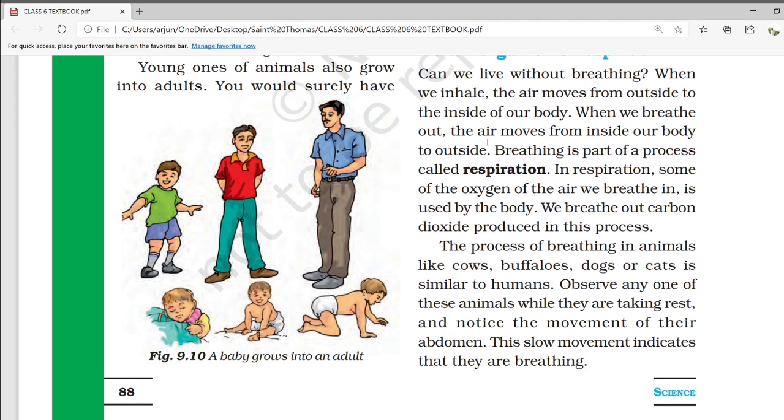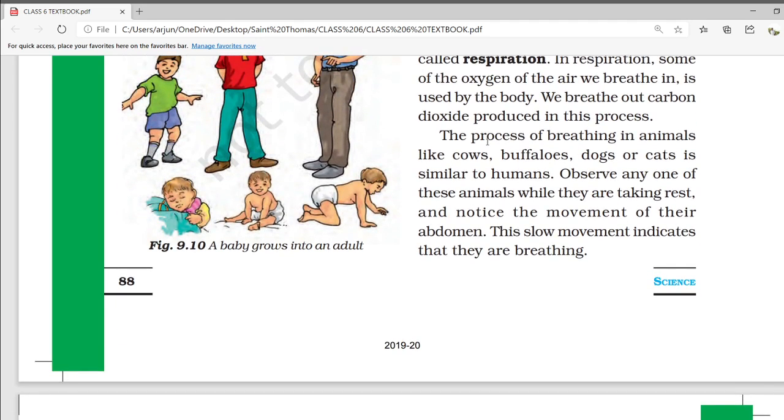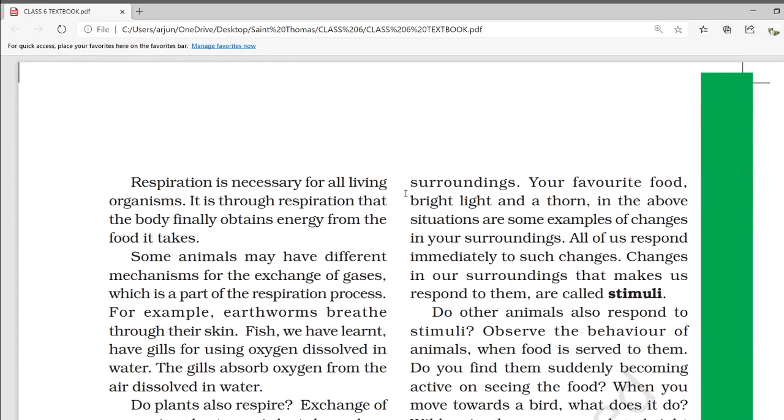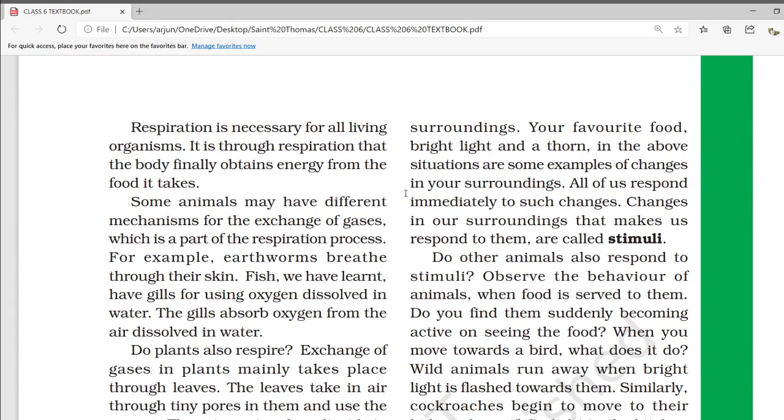The process of breathing in animals like cows, buffaloes, dogs or cats is similar to humans. Observe any one of these animals while they are taking rest and notice the movement of their abdomen. This slow movement indicates that they are breathing. Respiration is necessary for all living organisms.